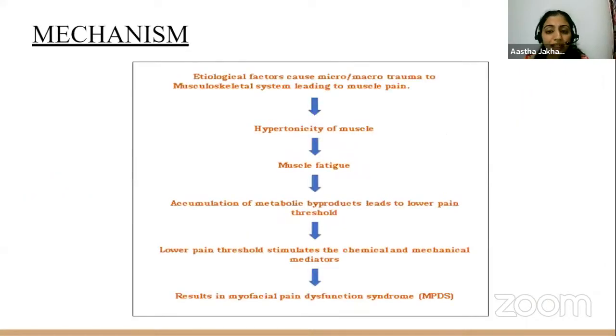When we look onto the mechanism, there could be certain etiological factors like the stress, anxiety, bruxism, that cause certain micro and macro trauma to the musculoskeletal system, leading to the muscle pain. That causes the hypertonicity of the muscle, causing muscle fatigue, and there is an accumulation of the metabolic byproducts that causes the lower pain threshold. And this lower pain threshold stimulates the chemical and the mechanical mediators, leading to MPDS.